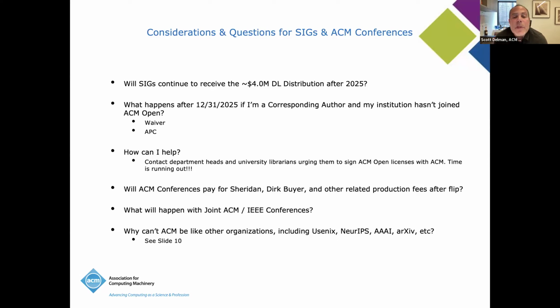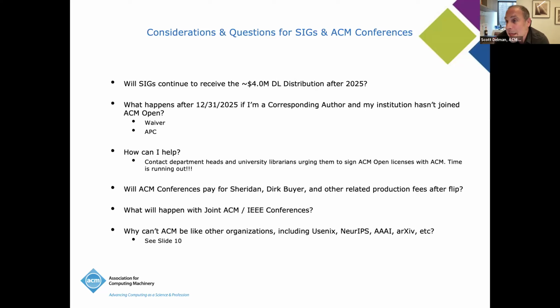If I am a corresponding author at an institution on January 1st, 2026, and my institution has not joined, and I am not subject to a financial waiver, so I'm not in one of those countries where I'm automatically eligible to have that fee waived, what does that mean? It means that the author is going to have to pay an article processing charge. That is the backup plan.